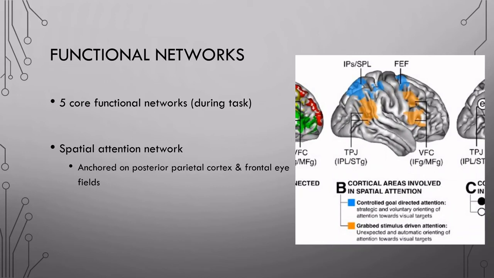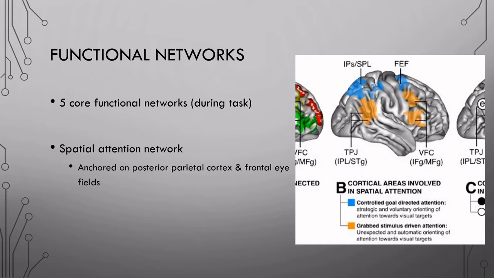There are 5 core functional networks that I'll mention today in this video. The first one is the Spatial Attention Network. This is anchored on the posterior parietal cortex and also the frontal eye fields. So it's the connections between the posterior parietal cortex, the frontal eye fields, and other parts of the cortex.